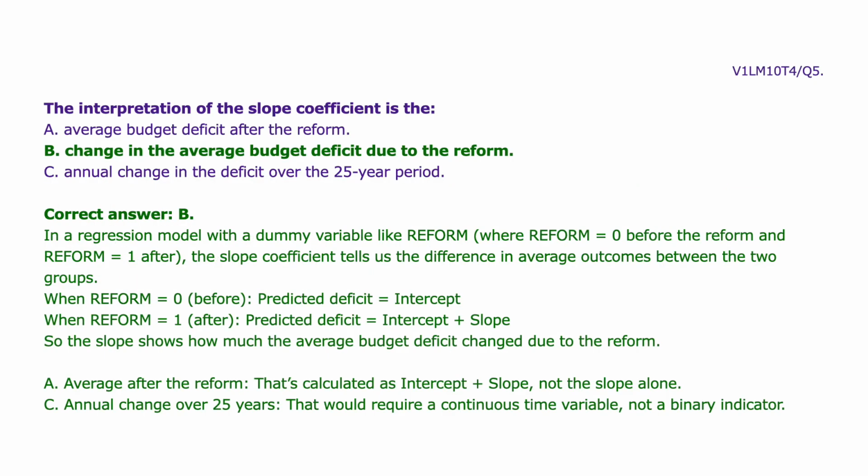The slope coefficient for an indicator variable represents the difference in the mean of the dependent variable between the two groups, before versus after the reform, not the level for either group alone. The mean after the reform is the intercept plus the slope.